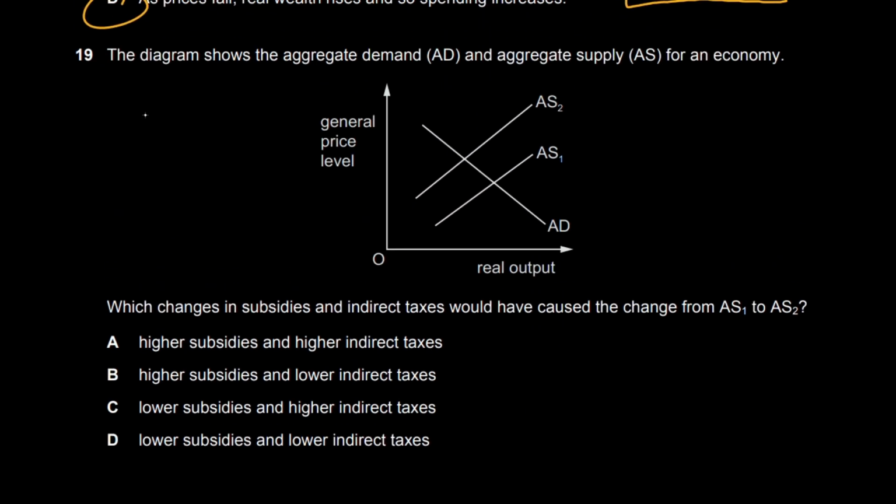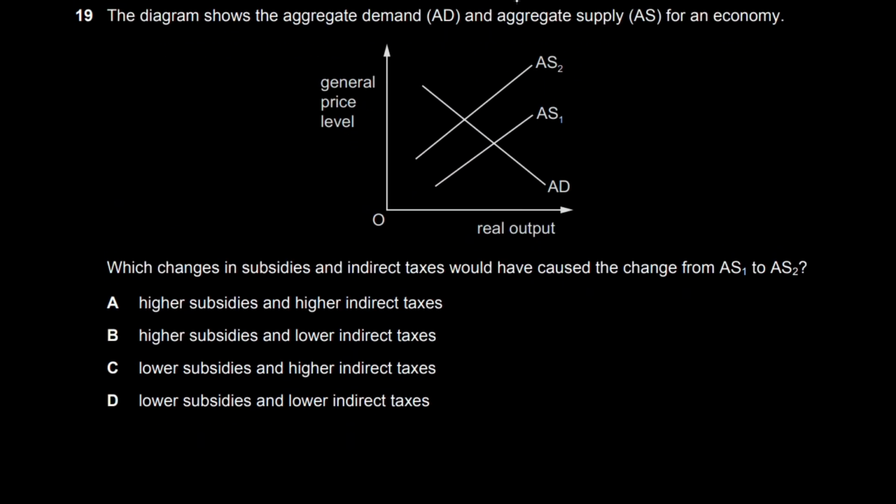Moving on to the next question, question number 90. The diagram shows the aggregate demand and aggregate supply for an economy. If you look at the diagram, our aggregate supply shifted from AS1 to AS2. Whenever our aggregate supply or aggregate demand curve shifts left, this is bad.